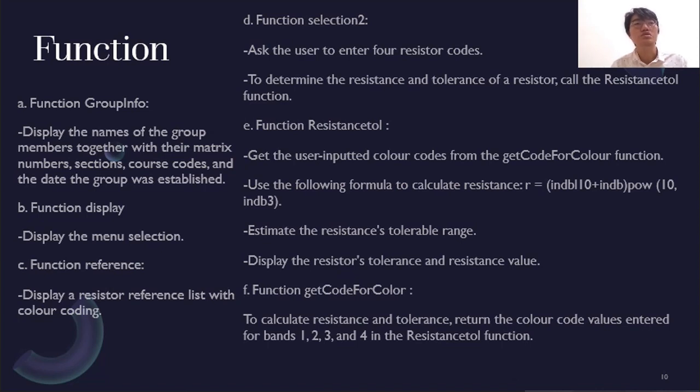The function register will get the user inputted color code from the get code for color function, use the formula R to calculate the resistance, estimate the resistance tolerance ranks, and lastly display the resistance tolerance and the resistance value. Lastly, the function get code for color will calculate the resistance and the tolerance by returning the color code value entered for bands 1, 2, 3, and 4 and the resistance setter function.